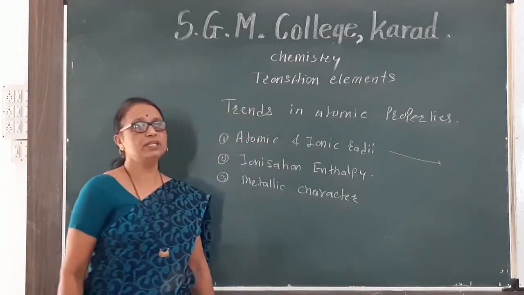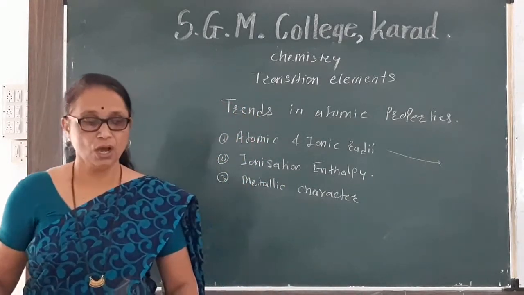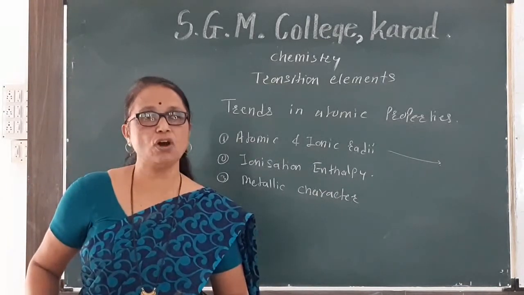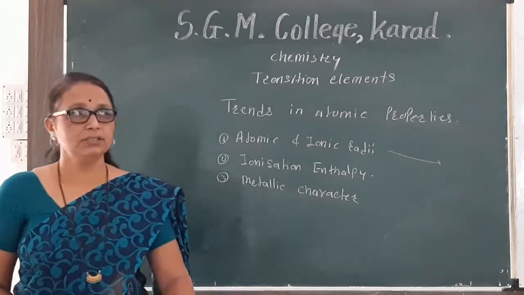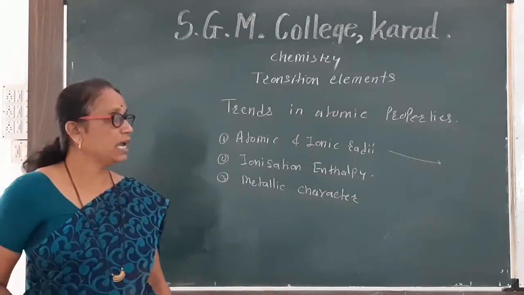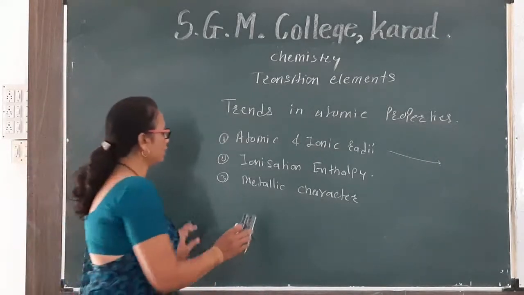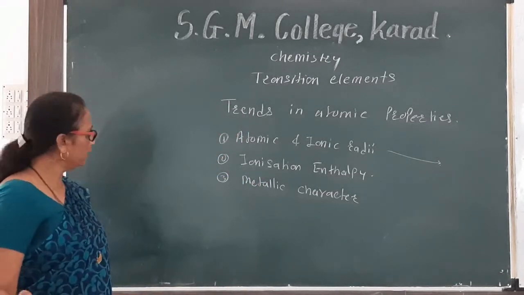Metallic character of the transition elements. Due to low ionization enthalpy and vacant d orbitals in the outermost shell, the transition elements have metallic character, and these are responsible for the metallic character.